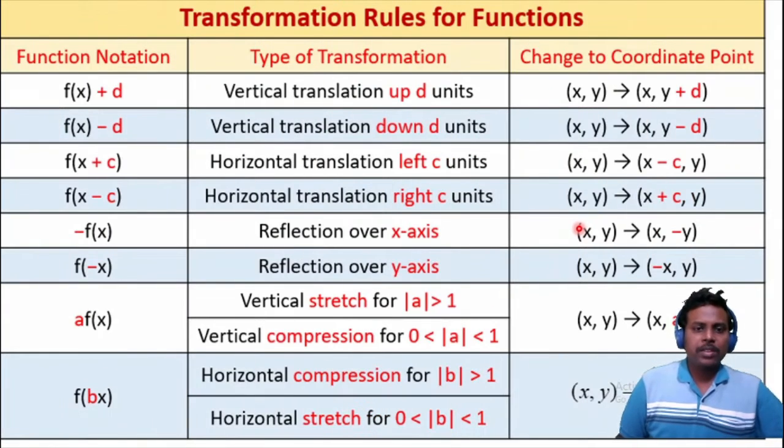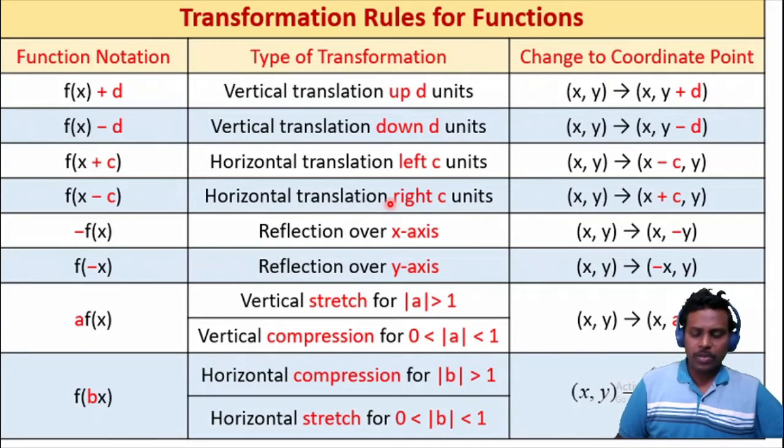Okay, now in the form of a consolidation, we have given this table in function notation. What are the changes that are occurring in the function, the type of transformation that is being done mathematically, and the change of the coordinate system.